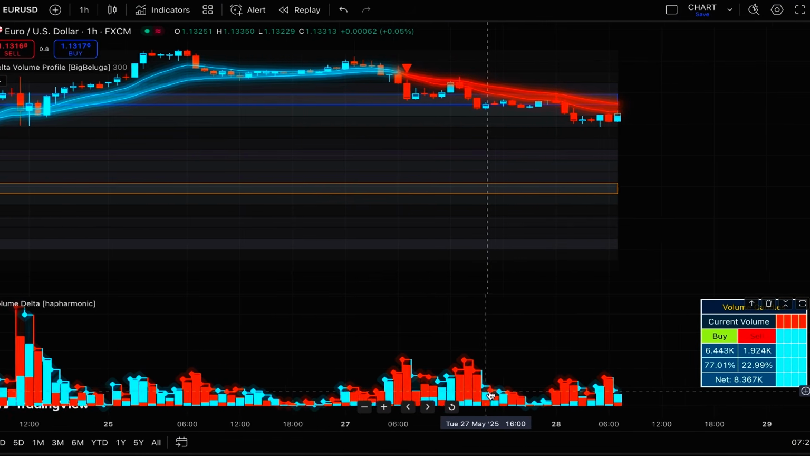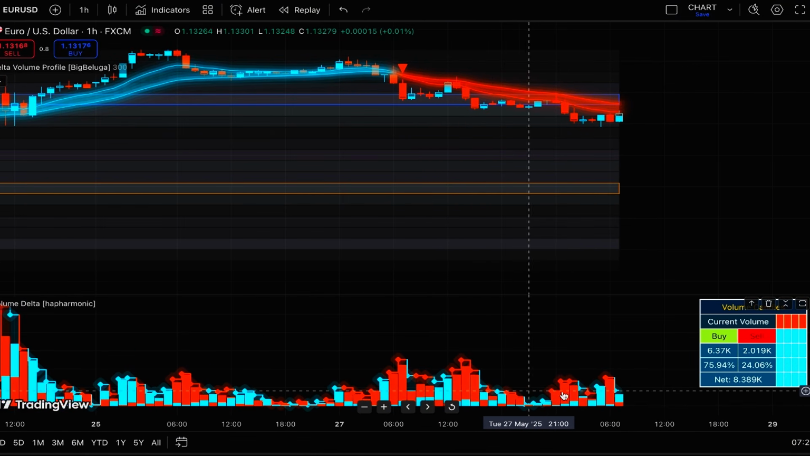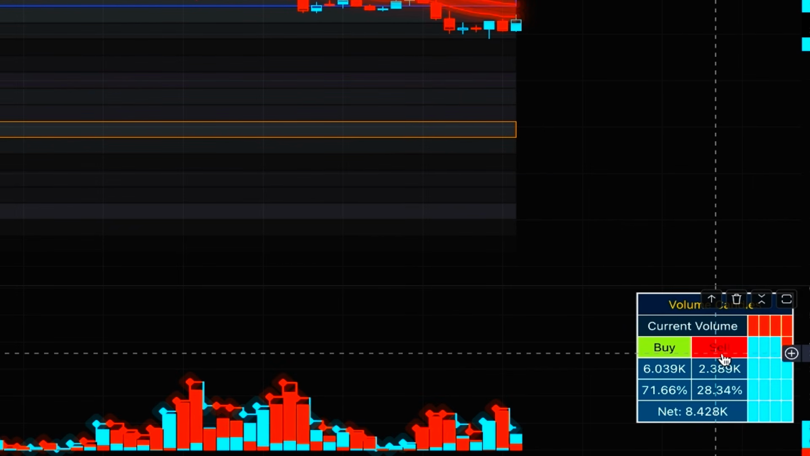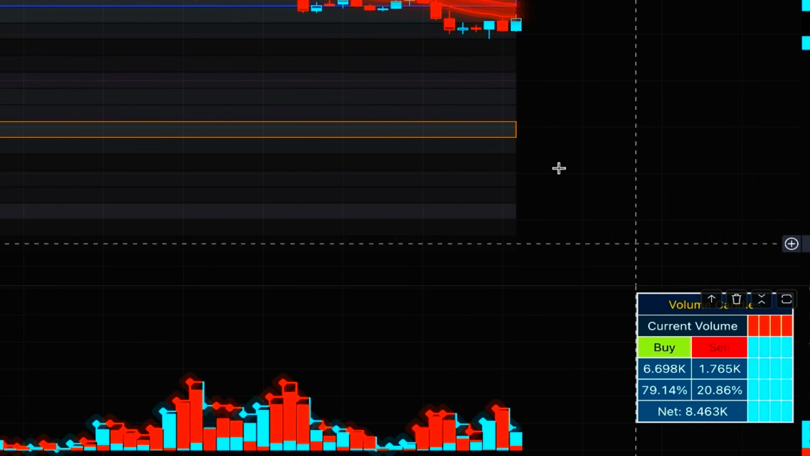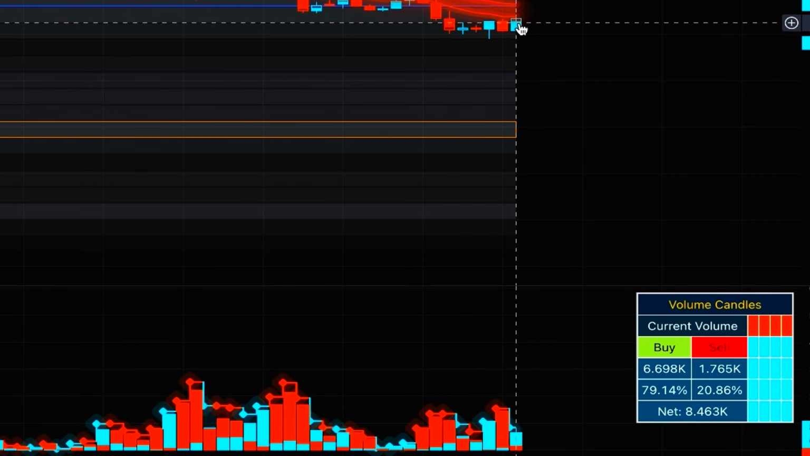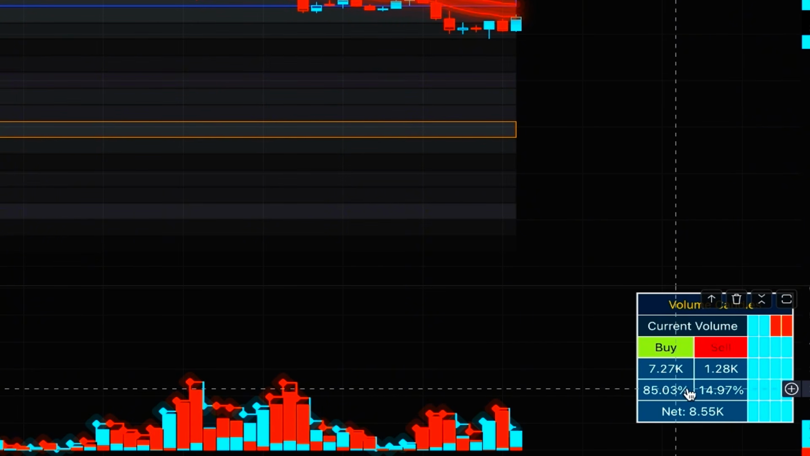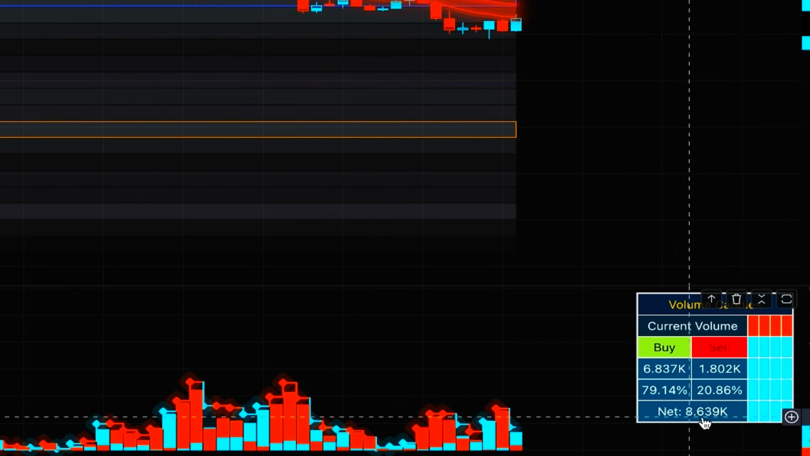This indicator, besides showing total volume for each time period, also shows buying and selling volume separately for each of these time periods. Here we have a table that shows live information about the current candle that is forming on the chart. It gives information about buying and selling volume separately, their percentages, and the net amount of volume until now.